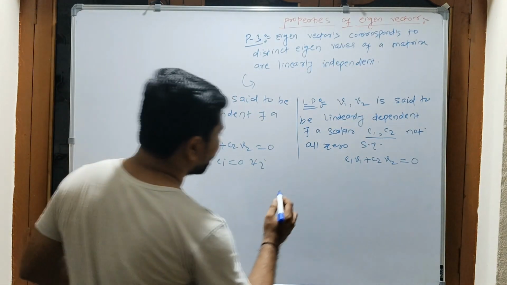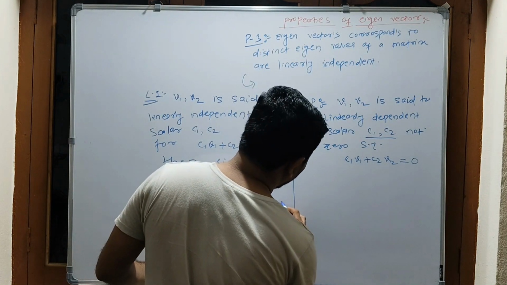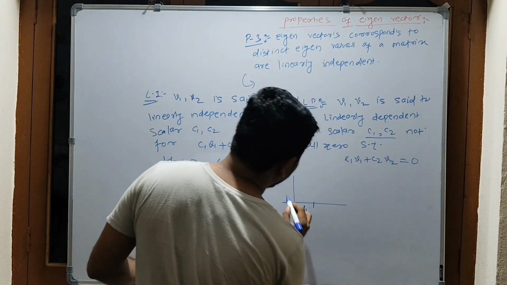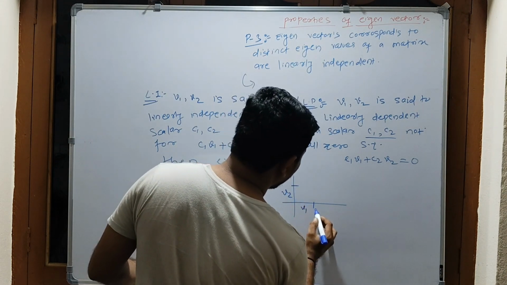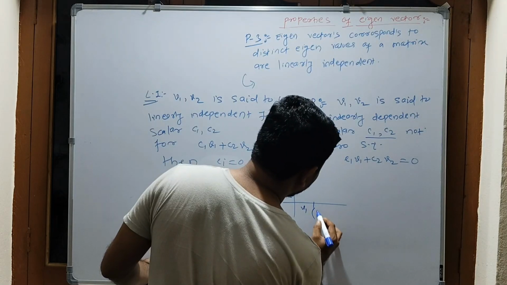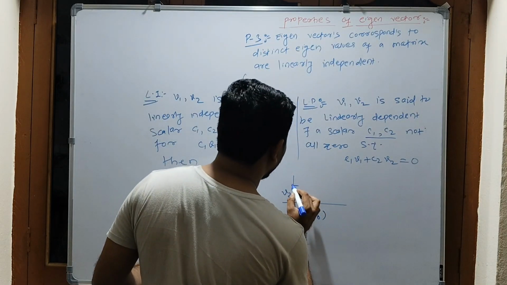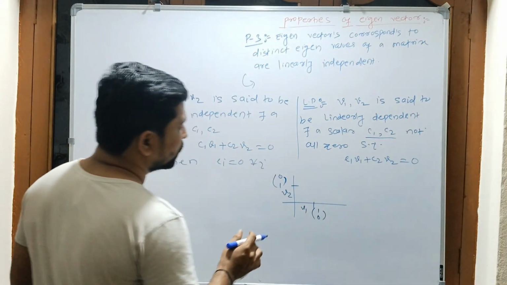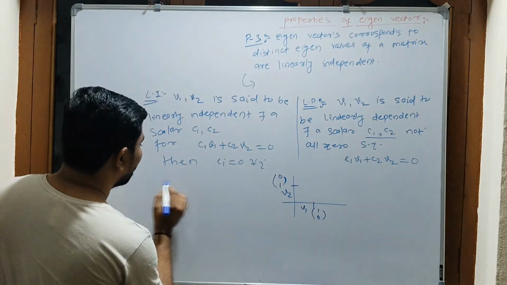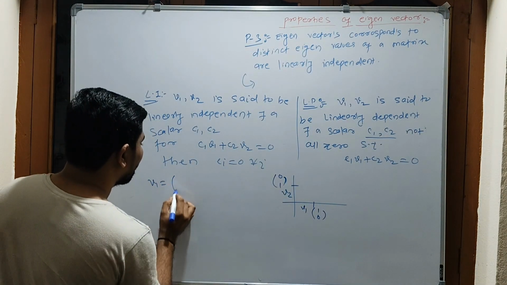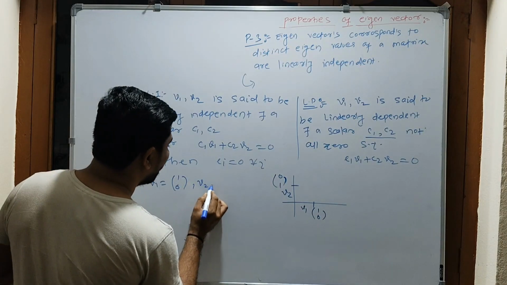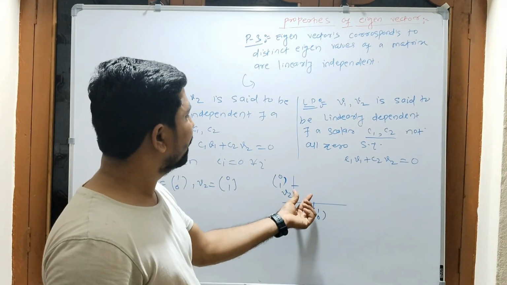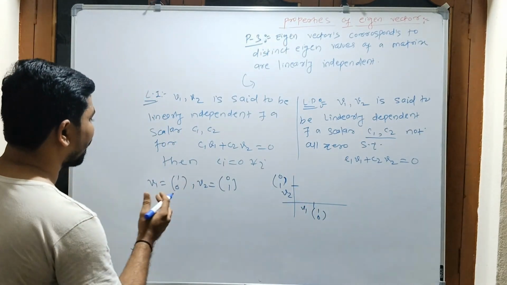So for example, in R2, let's say this is my v1 and this is my v2. Here I take the coordinates 1, 0 and here 0, 1. You can observe one thing: my v1 is 1, 0 and v2 is 0, 1. These two vectors are linearly independent. Here I will show this.